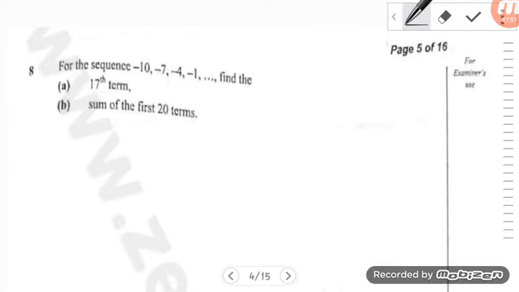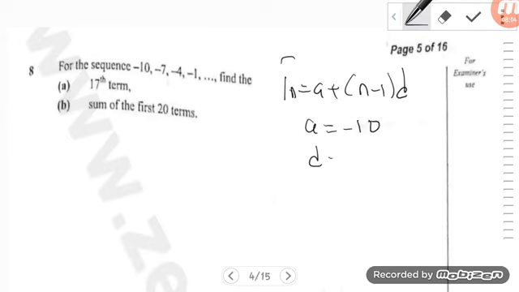Question 8 says, for the sequence negative 10, negative 7, negative 4, and 1, find the 17th term. Now we know that the nth term is given by A plus n minus 1 times D. In this case, our first term is negative 10. For the common difference, we get negative 7 minus negative 10, which gives negative 7 plus 10, so our D will be equal to 3.